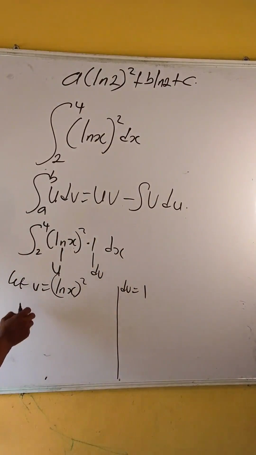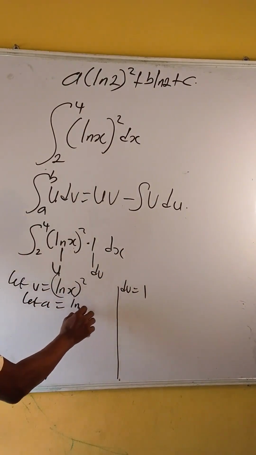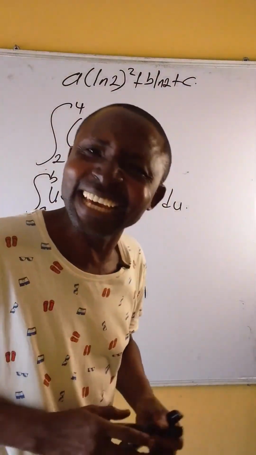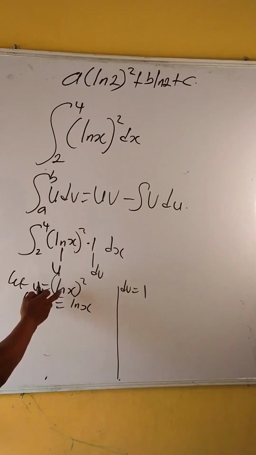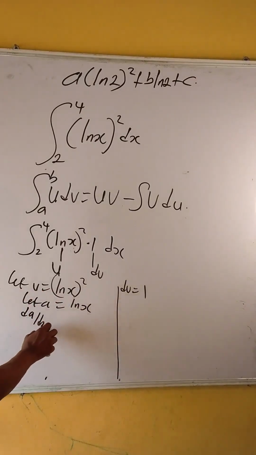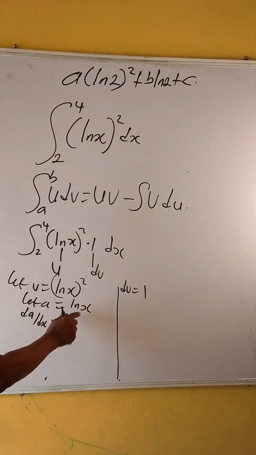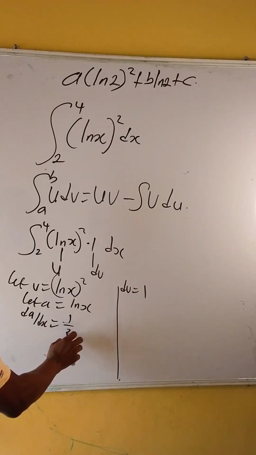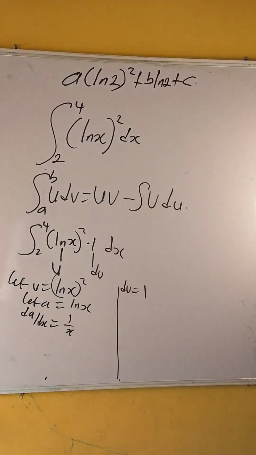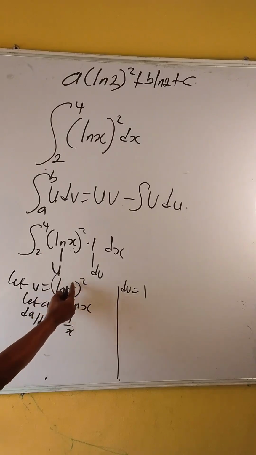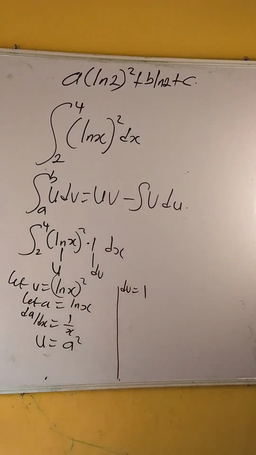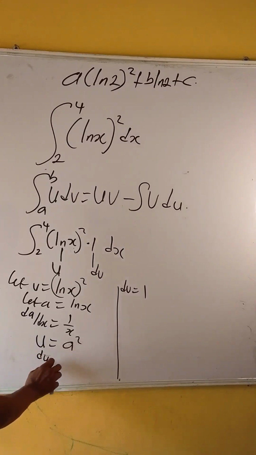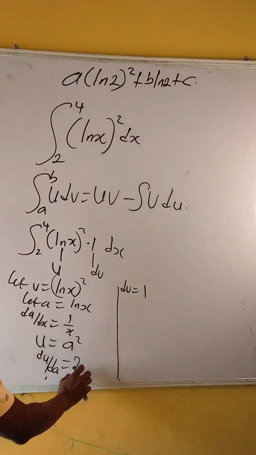So what we have here, you say let a equal ln x. Why let a? Yes, that is the best way to help you differentiate properly. So from here, my dA/dx: if you differentiate ln x, you have 1 over x. Then here, your u is already this, and everything here is now a. So you say your u equals a squared. So what do you do now? You now say, okay, my du/dA will give me 2a.